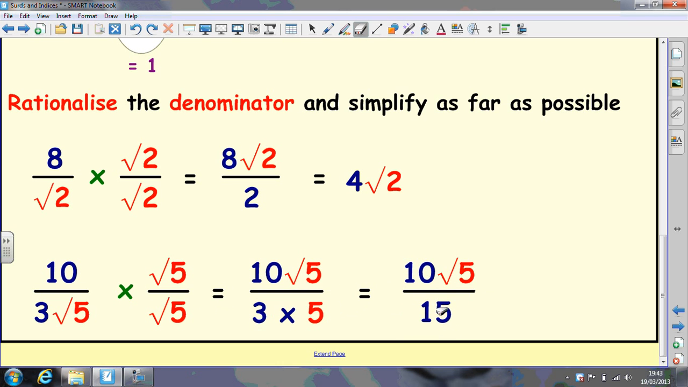And then the 10 over the 15 will simplify down to 2 over 3 root 5. So the end value is 2 root 5 over 3, and you can see we've rationalised the denominator to 3.